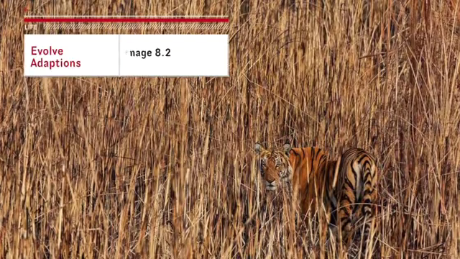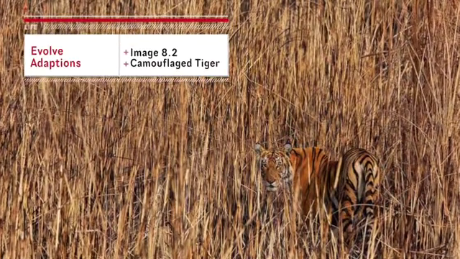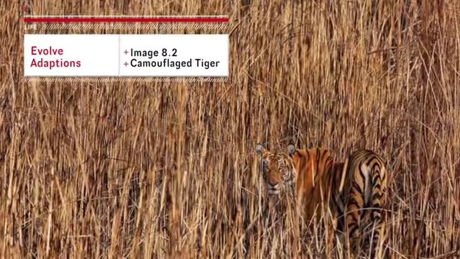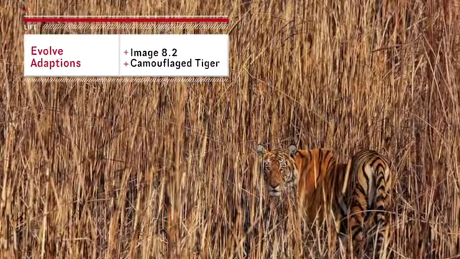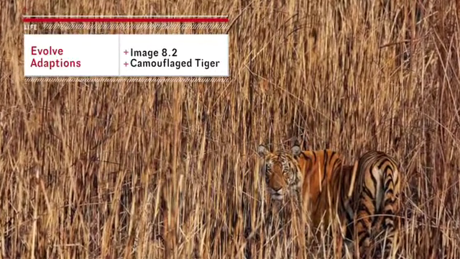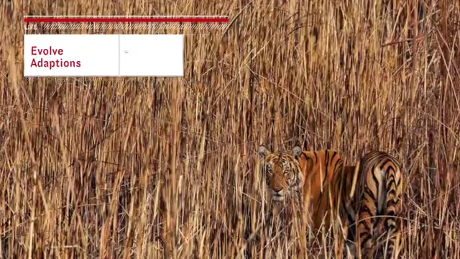This photograph of a tiger represents evolving adaptations. Tigers are carnivorous heterotrophs, so they must be able to sneak up on their prey without being spotted. The orange and black fur of the tiger camouflages it well, an adaptation that allows the tiger to remain unseen.